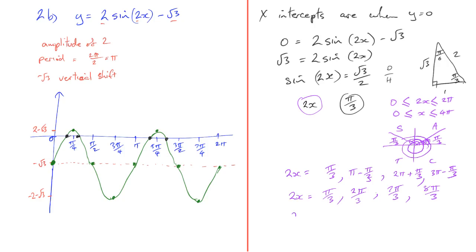But that's 2x. So x will equal this divided by 2. Pi on 6, pi on 3. So 2 pi on 3 divided by 2 is pi on 3. 7 pi on 6. And the last one, if I divide that by 2, becomes 4 pi on 3. So we have multiple solutions.